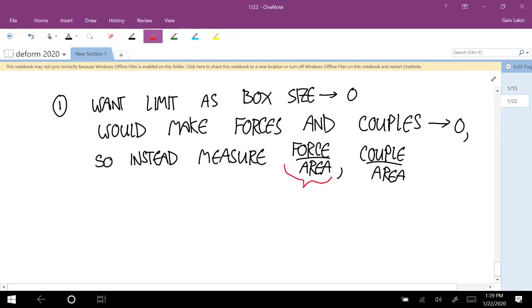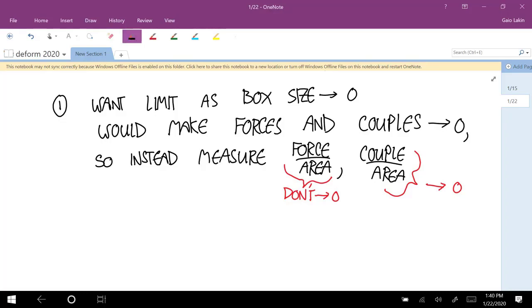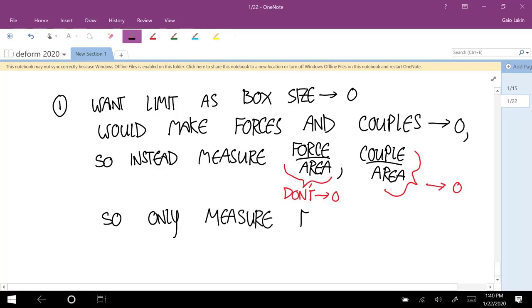The forces per area don't approach 0. Okay, so that worked out just the way we want it to. These do approach 0. And so if we think of this internal loading as the force per area and the couple per area, we can forget about all of those 18 couple values, okay? So let's say we're only measuring the force per area.